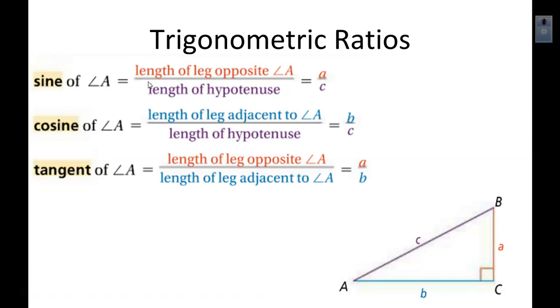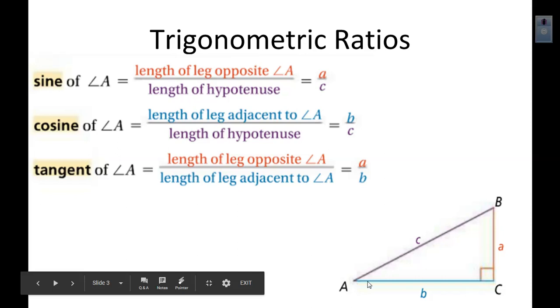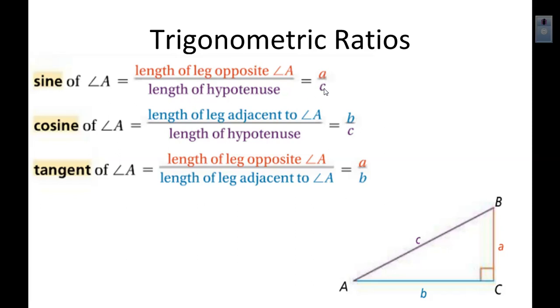The sine of angle A. This is the length of the side opposite of angle A, which opposite is across from. So if you were to take this angle and cut it in half, it would point right to the side opposite, which is length A, and it's over the hypotenuse, which is across from the right angle, which is C. So we have the ratio of A to C.